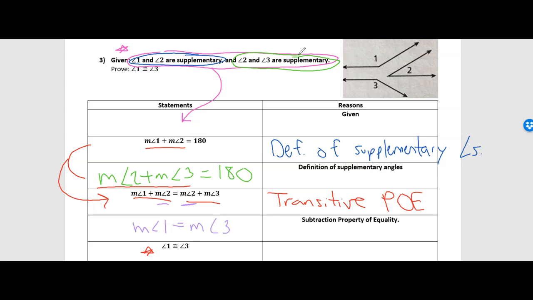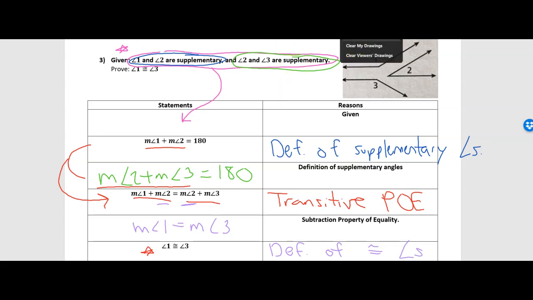And then I'm just converting. I'm converting from an equals statement to a congruency statement, right? Or an equation to a congruency statement. So that is just going to be the definition of, in this case, congruent angles. So the definition of congruent angles.